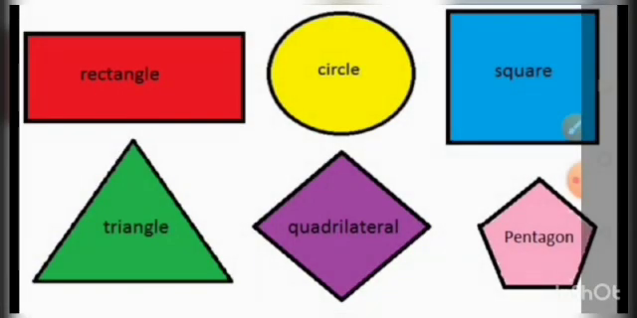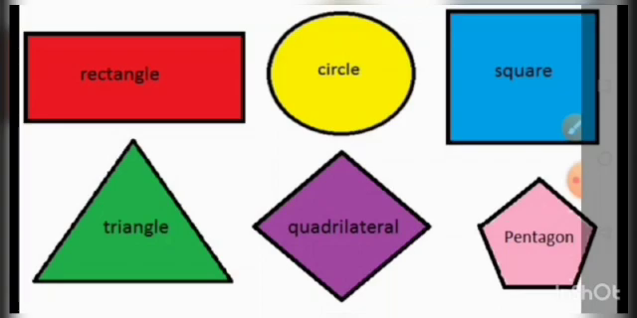Good morning, students. Today we are seeing the Math class, Unit 1. The lesson name is Geometry. Today the topic is shapes. You have seen a lot of shapes in previous classes.